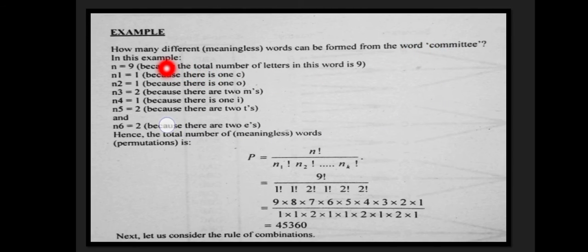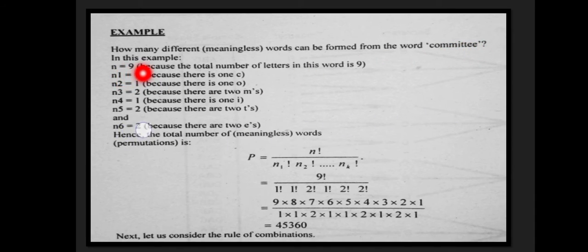In this example, n is equal to 9. There are 9 letters in the word committee: 1, 2, 3, 4, 5, 6, 7, 8, 9. Here n1 is equal to 1, because there is one C in the word committee. There is one O in the word committee. There are two M's in the word committee. There is one I in the word committee. There are two T's, and there are two E's in the word committee.